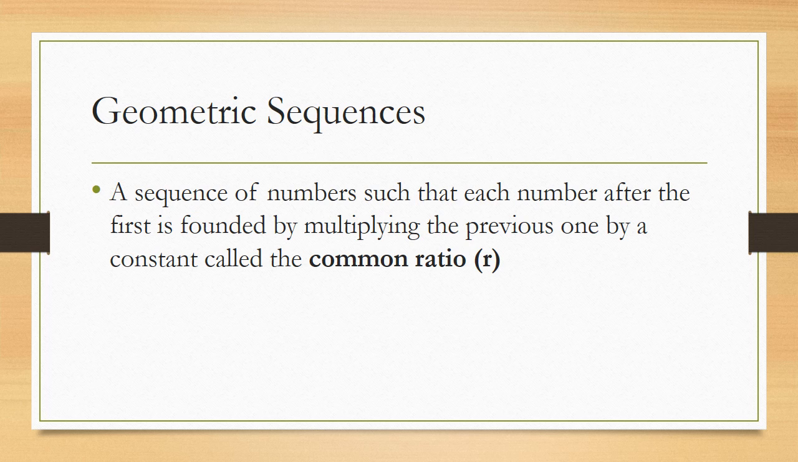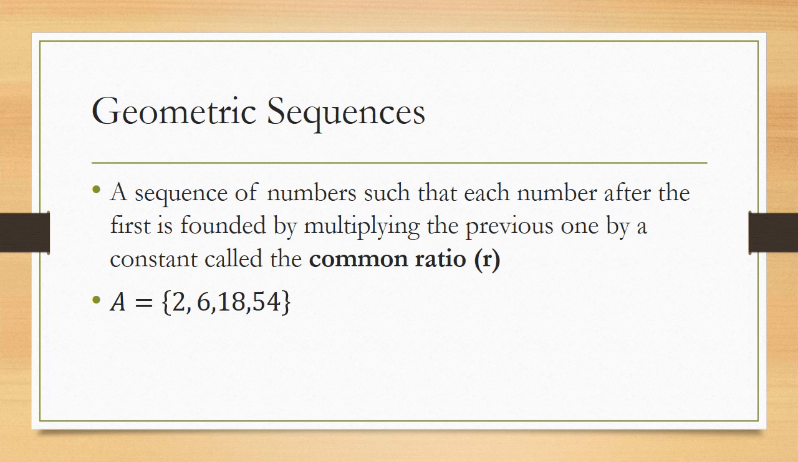A geometric sequence is a sequence of numbers or terms such that each term is found by multiplying the previous one by a constant number, which is called the common ratio, or as we're going to give it a symbol, r. What does that mean?